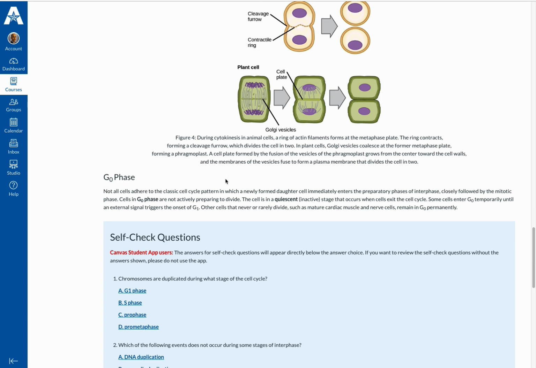Oh, there's also a G0 phase where cells are not preparing to divide. A lot of cells could actually be in G0 phase for a very long time, or forever in the case of nerve cells or heart cells, for example. Those do not divide.